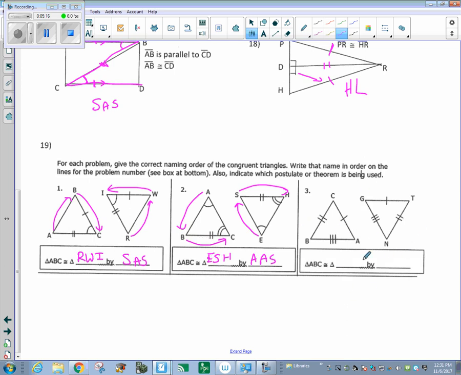Over here, I can tell these triangles are congruent by side, side, side. All three pairs of sides are marked the same. And if I'm going A to B to C, A to B is across 3 marks, B to C is across 2 marks. So I've got to follow that exact same pattern. Starting with this, I'm going to go across a 3 mark down to N, and then across a 2 mark, and so it's got to be GNT for the triangle here.